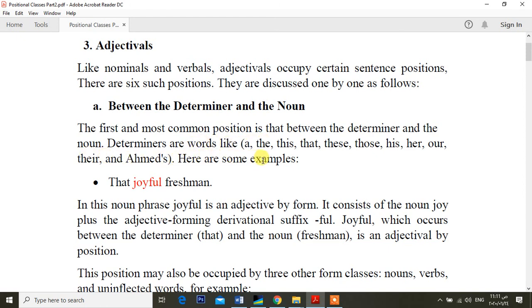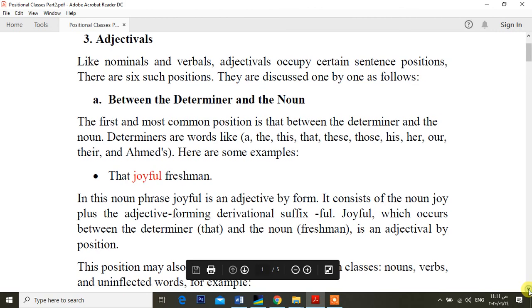Here are some examples. That joyful freshman. Joyful here is an adjective by form and it is adjectival by position. In this noun phrase, joyful is an adjective by form. As I said, it consists of the noun joy plus the adjective-forming derivational suffix -ful. Joyful, which occurs between the determiner that and the noun freshman, is an adjectival by position.